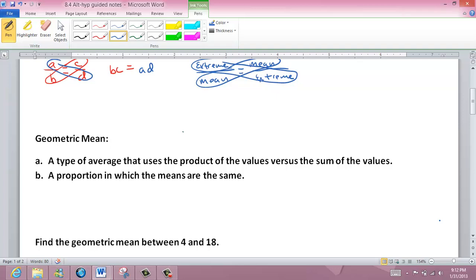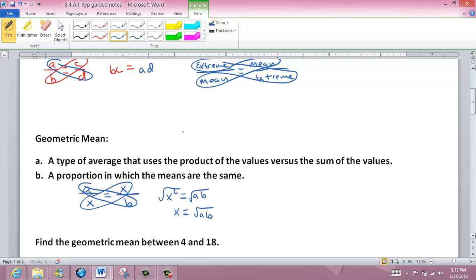We're going to take the geometric mean as being a proportion in which the means are the same. So when we set up our proportion now, we're going to have our extremes as, say, A and B, but we want our means to be the same, such as X and X. And in order to find the geometric mean between two numbers, all we're basically going to do is solve our proportion, where you'd get X squared equals A times B. And what do I generally do to get rid of the exponent 2? I take the square root, and X equals the square root of A times B.